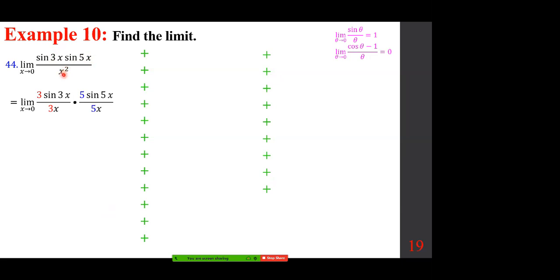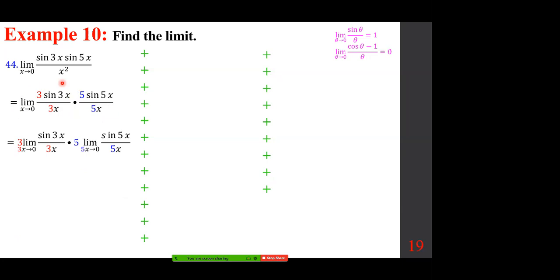Number 1, we write the x squared as x and x. Number 2, because this is 3x and this is not, if I change this to 3x, that means I'm multiplying by 3, then I'm going to multiply the top by 3. Notice they can cancel each other. This is sine 5x. I need 5. So now, this piece, I can take the 3 out. This piece, I can take the 5 out. Take a look at what happens. We are applying the limit laws.